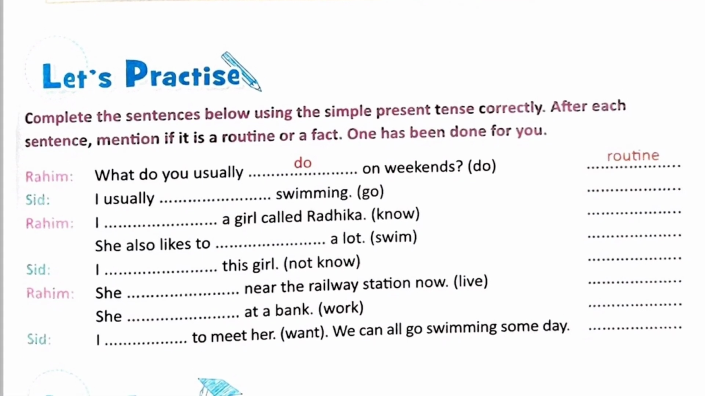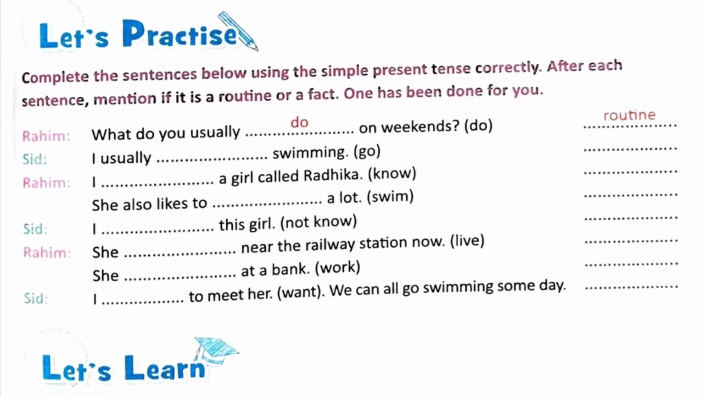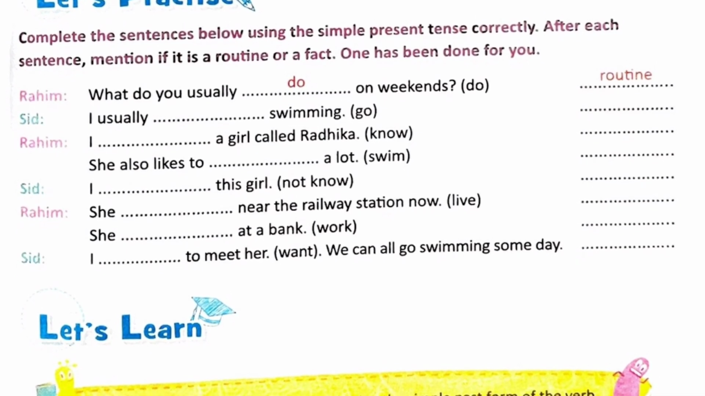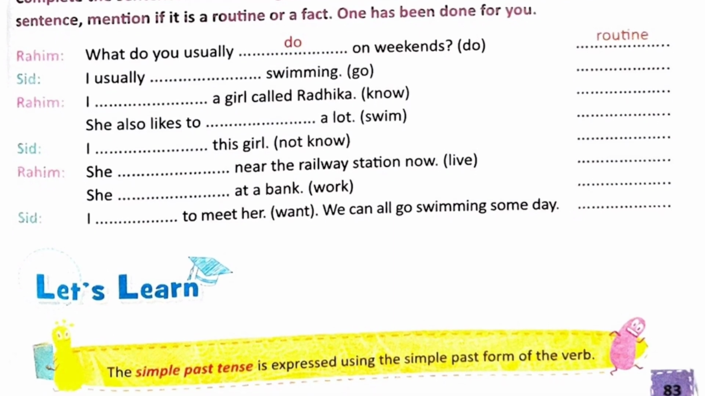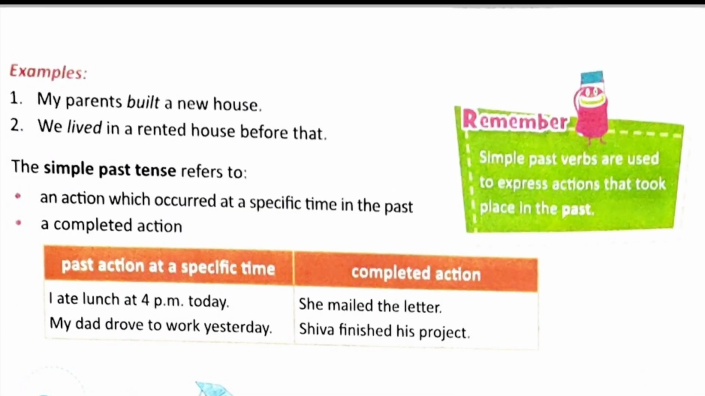Now look at the let's learn. The simple past tense is expressed using the simple past form of the verb. So again we all know that if we have to write the simple past tense, we use the verb in its simple past tense form, that is using ed, ied, yed and so on. Now the examples are, my parents built a new house. Built is the past form of the verb build. Second, we lived in a rented house before that. So lived is the past form of the verb live, as you all know.